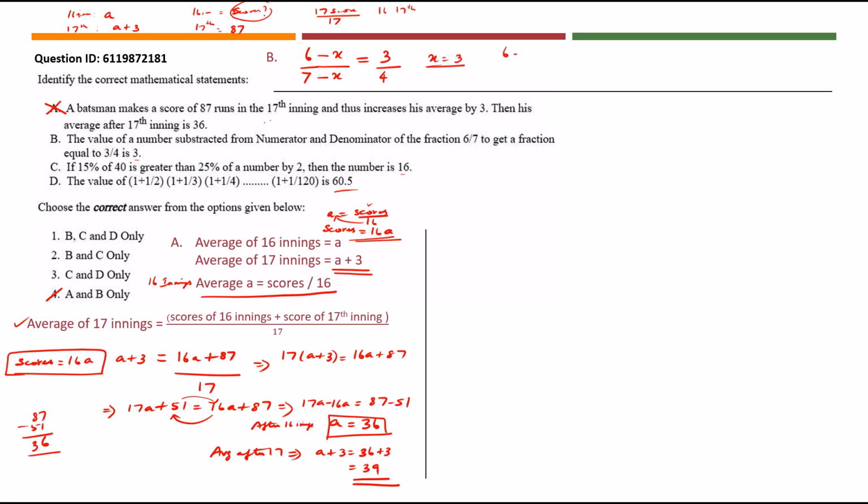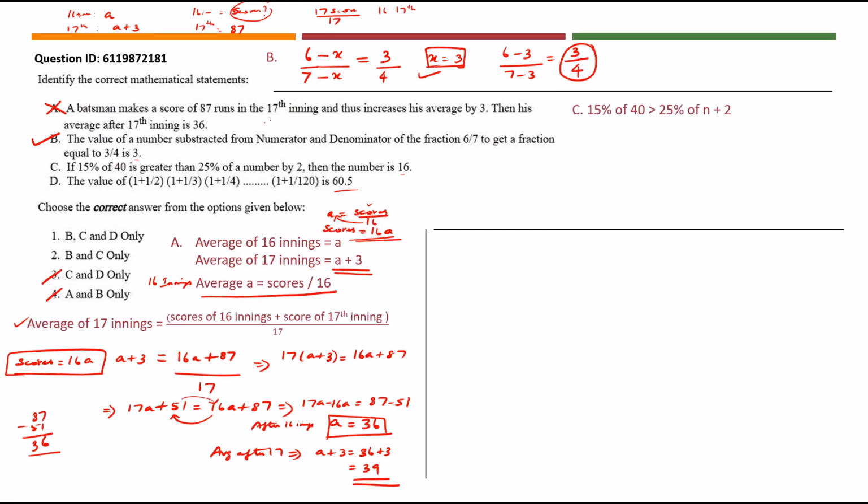Let's check that. 6 minus 3 divided by 7 minus 3: 6 minus 3 is 3 and 7 minus 3 is 4. Do we get 3 by 4? Yes. So the number x is equal to 3, which is perfectly correct. B is true. So now we can rule out option 3 because it does not include B. Now we will go to C.